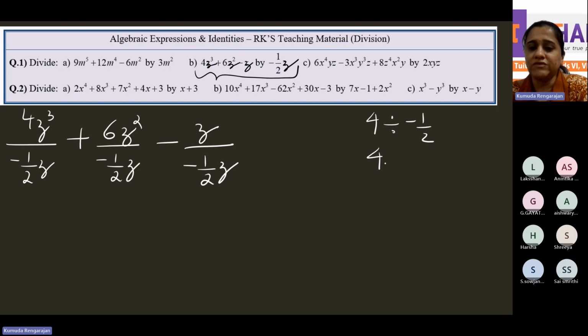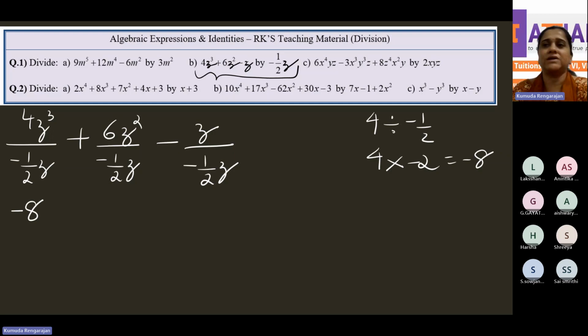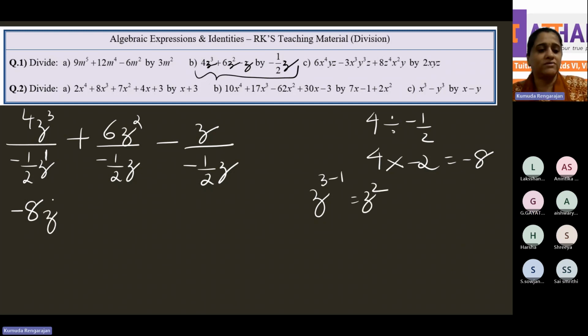So division becomes multiplication, reciprocal. So 4 into 2 by 1 becomes what's the answer? Minus 8. That number will come, minus 8. Now let's simplify the letters. Z cubed by Z. That means bases are same, division, subtract the power. Z means Z to the power 1. So 3 minus 1, Z square. So this is minus 8 Z square.